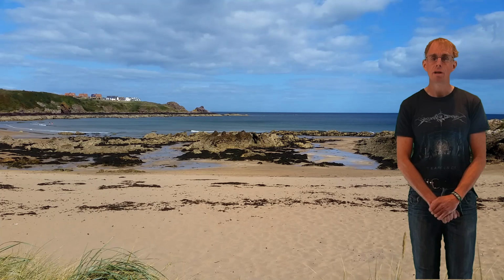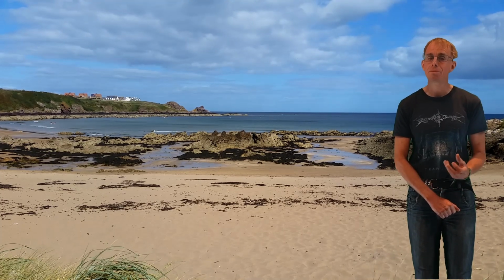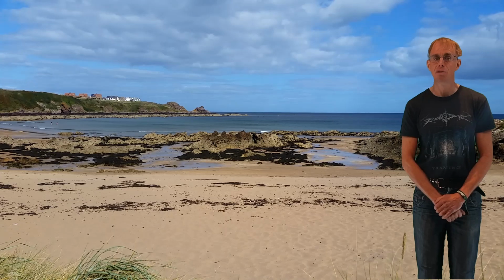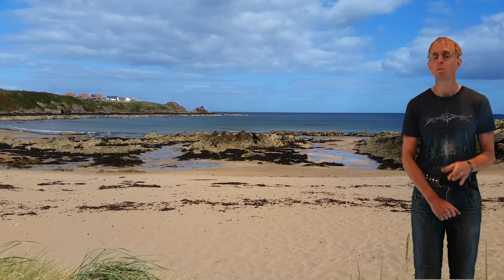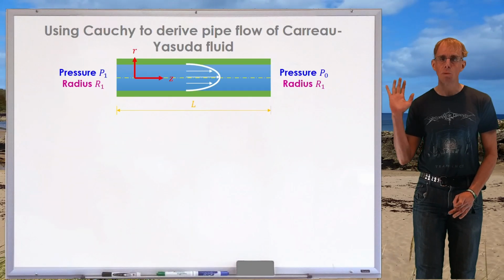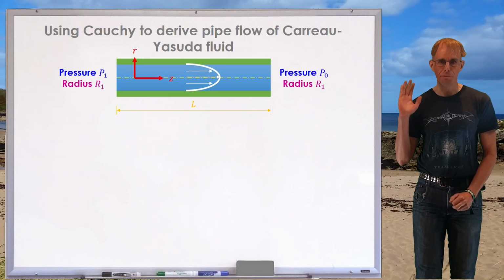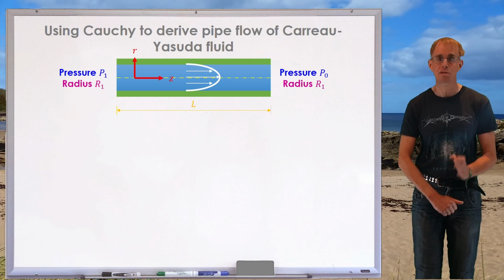To start with, we'll once again set up Cauchy's equation for the flow scenario. We've done this already for pipe flow a number of times now, but let's just remind ourselves what we did and how we did it. So, on the whiteboard, first thing, I've got my diagram of the flow. It's pipe flow, we've seen this before.